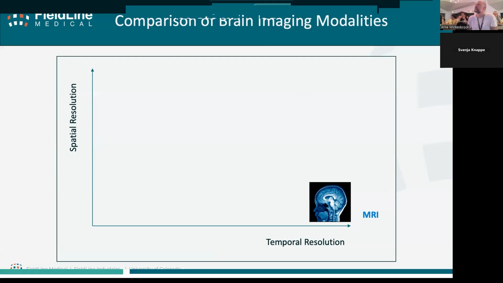If you want function, you need to measure something else than just water. And so there's functional MRI. And so it largely measures oxygen.